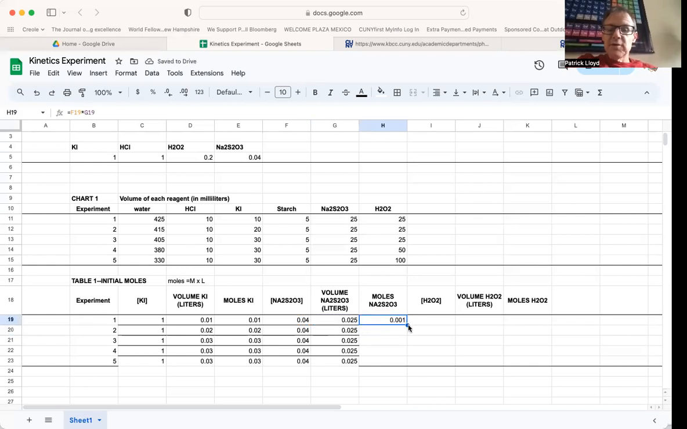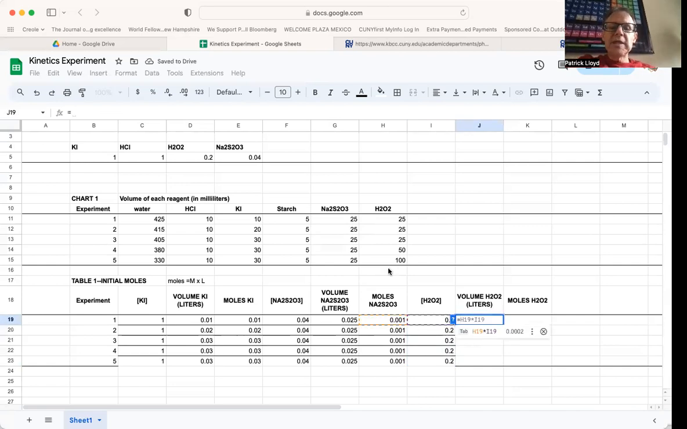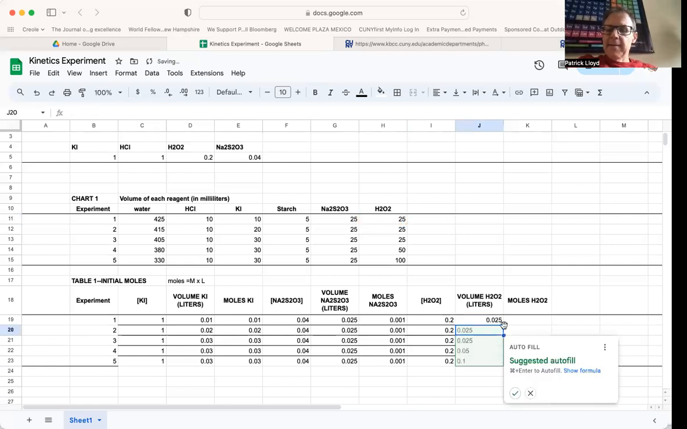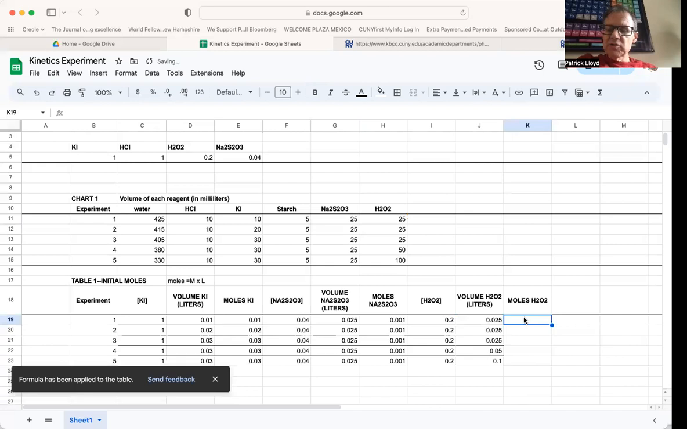Okay. All right. And then we've got one more to do, which is the concentration of H2O2. So the concentration of H2O2 is up here, it is, right? 0.2. It's 0.20 actually. Come all the way down. The volume of H2O2 is right here, but we've got to divide it by 1,000. Okay, autofill. And then moles is molarity times volume. And again, we're going to autofill.